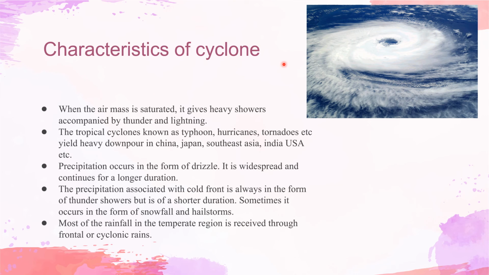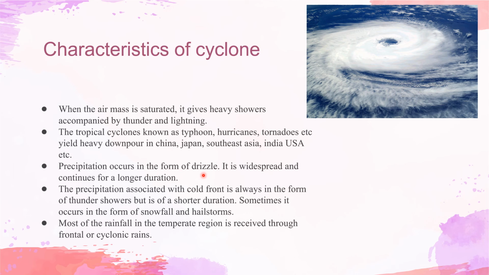Characteristics of cyclone. When the air mass is saturated, it gives heavy shower accompanied by thunder and lightning. The tropical cyclones, known as typhoons, hurricanes, tornadoes, etc., yield heavy downpour in China, Japan, Southeast Asia, India, USA, etc. So you have heard about so many cyclones recently, isn't it?